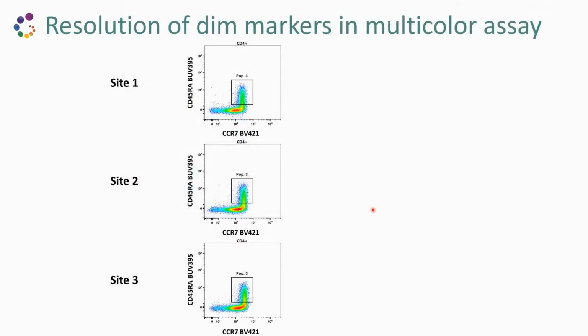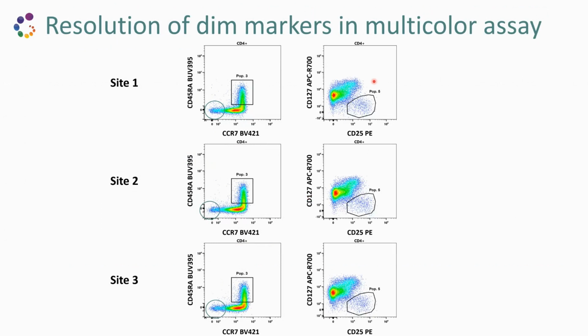And what does that mean? It means that when we want to identify dim populations, we don't have any problem, and the two instruments, in this case at 3 different sites, behave very similarly. And again, when it comes to resolution, we're keeping our eyes on the negative populations. Those populations are centered around 0, and they're very nicely clustered and easy to identify.